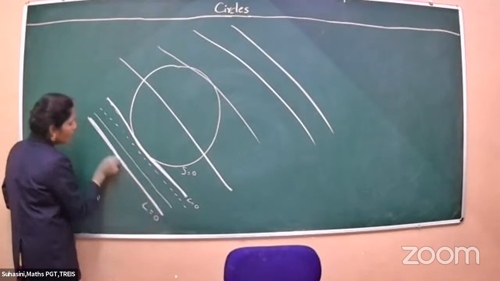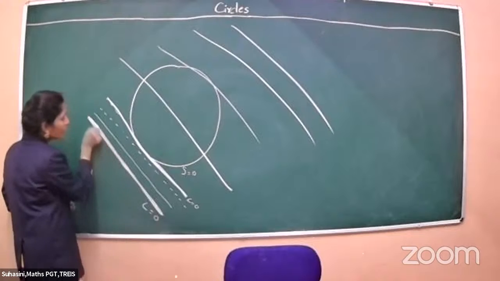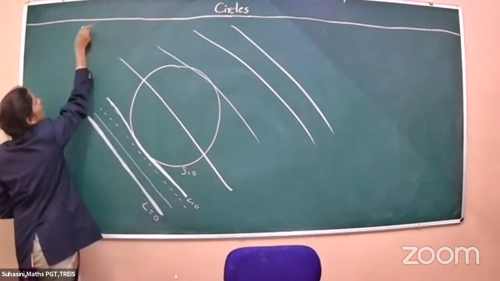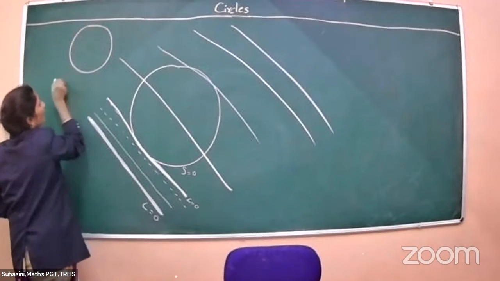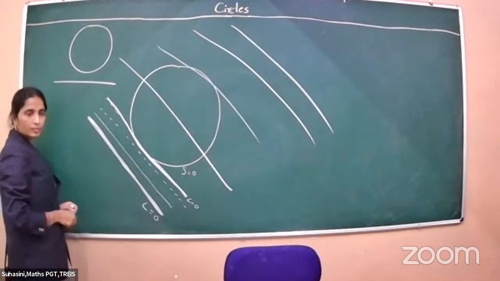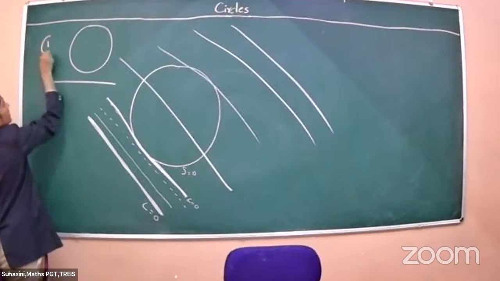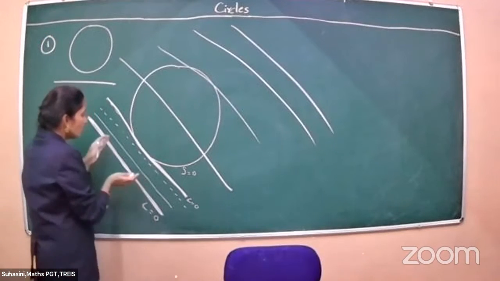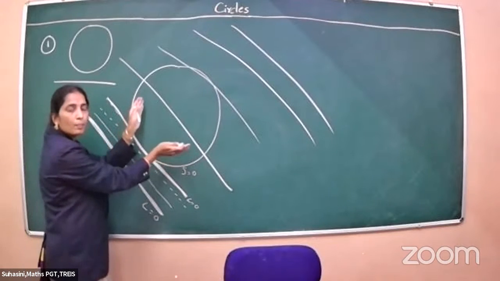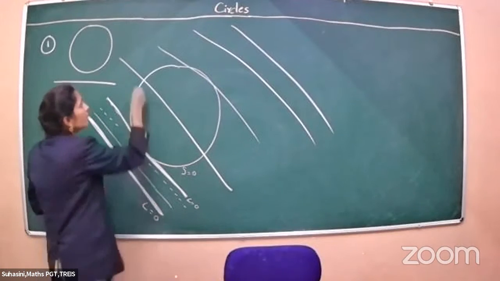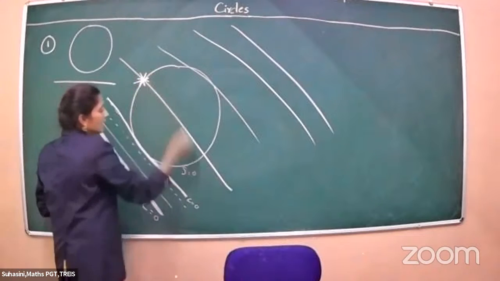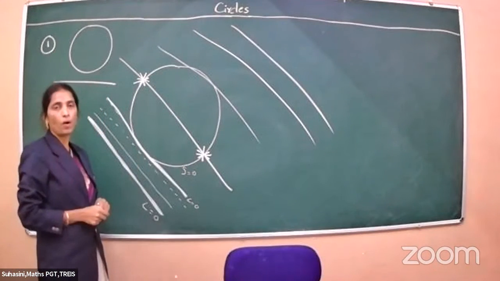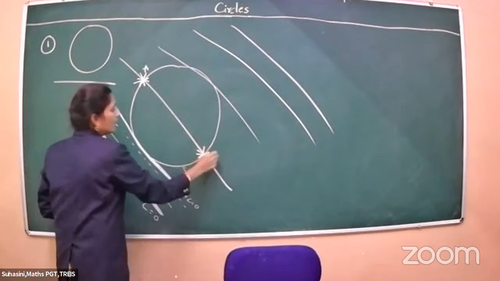In the first position, the line is not touching the circle. That is, the circle is like this and the line is like this. This is the first case. And in the second case, observe when I am taking the line inside by the movement, the line is intersecting the circle at two different points, namely A and B.